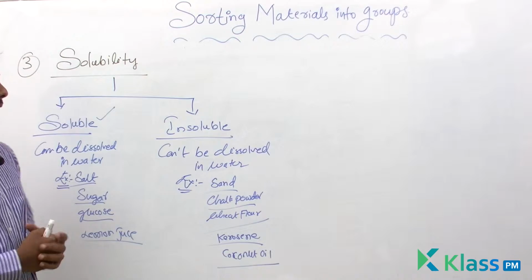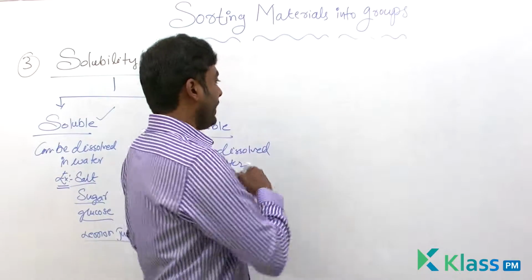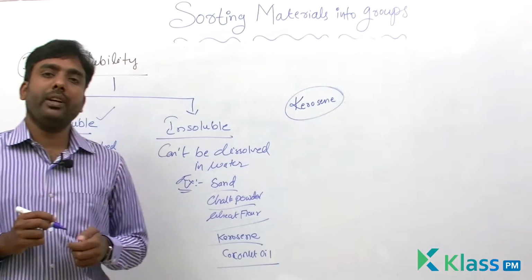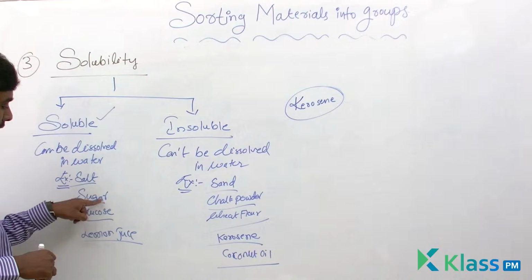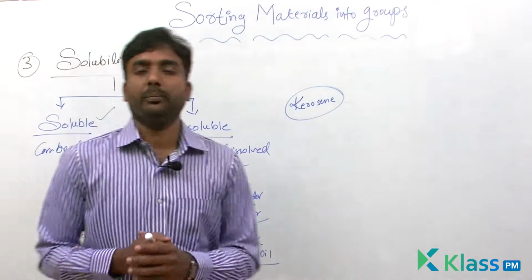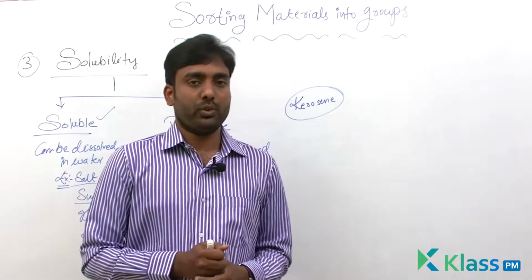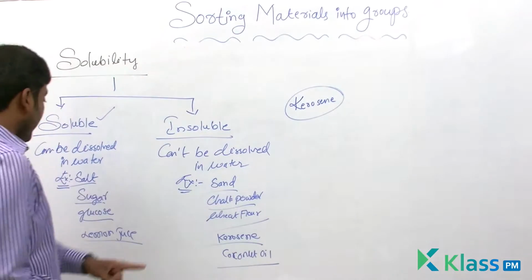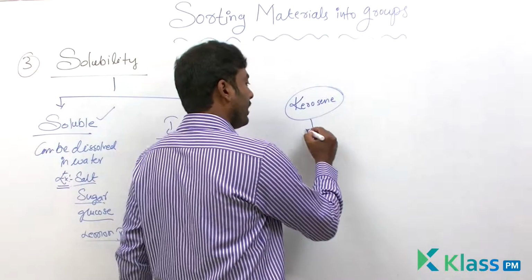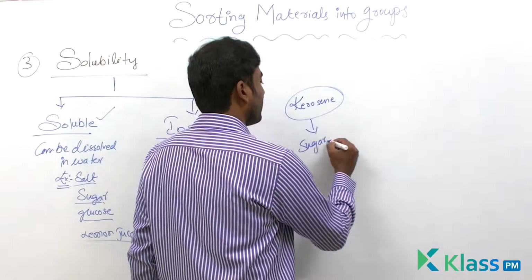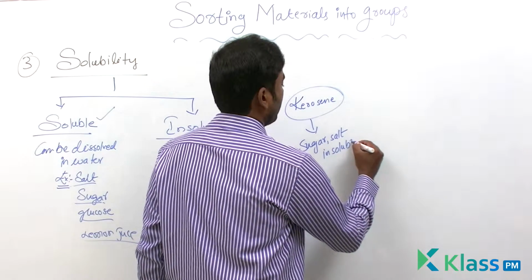These are soluble materials for the water. But if I take kerosene as a solvent, can I dissolve sugar and salt in the kerosene? Sugar and salt cannot be dissolved in kerosene. For kerosene, sugar and salt are insoluble.